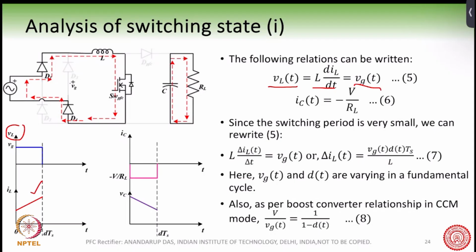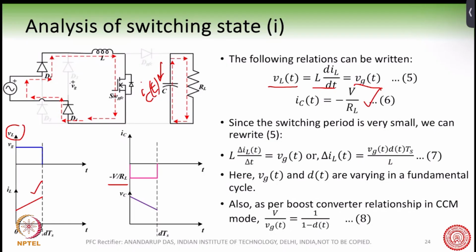If we look into the capacitor current, the capacitor current is this current, which is Ic(t). The capacitor current here is equal to minus V by RL, and this capacitor is basically discharging. So we can assume that V is constant during this time. Actually, it is basically an RC circuit, and the current will exponentially change, but within that small 10 microsecond period, the exponential curve can be approximated as a straight line, and therefore we have denoted it by this minus V by RL.